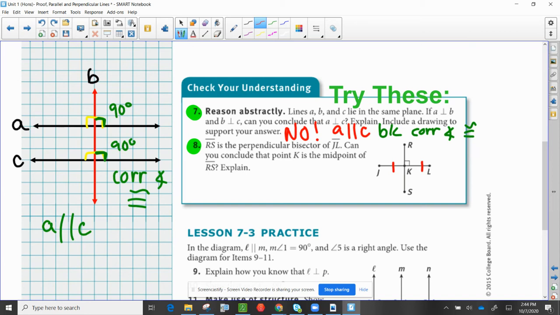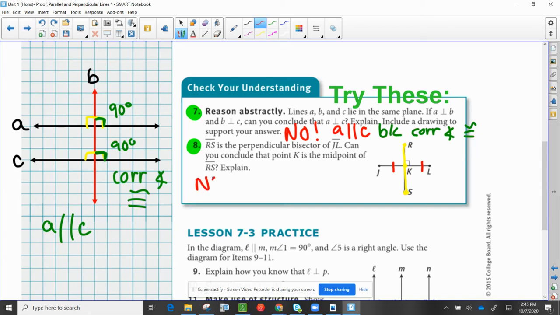Can you conclude that point K is the midpoint of RS? So they're asking us to look at RS. So based on that given information, can we say that K is the midpoint of RS? Yes or no? What do you think?